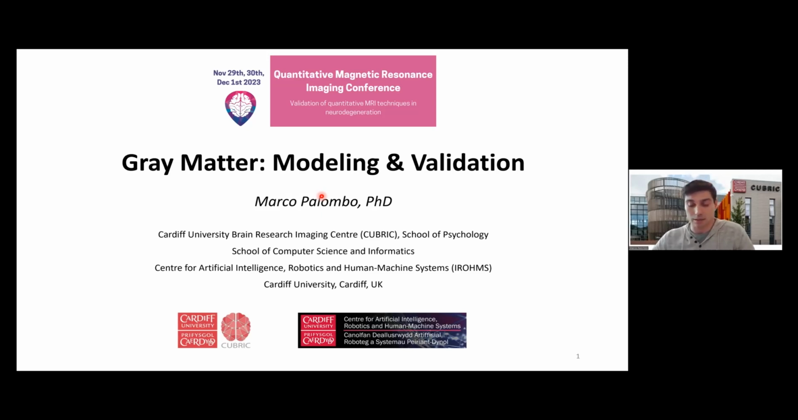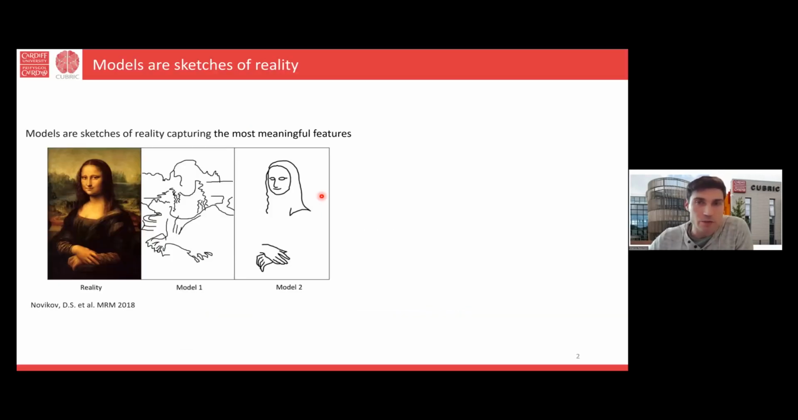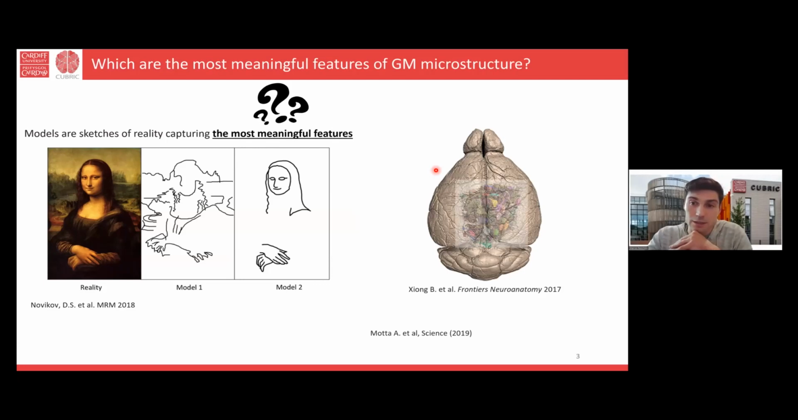although you will see people started looking into gray matter already in the early 90s. So Riccardo did a great job already describing what models are and what is essential to build a good model of any kind of biological tissue. So models are sketches of the reality, and for a model to be a good model, it has to capture the most meaningful feature of the tissue you want to model. Now, when it comes to white matter, the previous talk from Riccardo did a fantastic job in showing you what are these features. But the question here is, what about the gray matter?